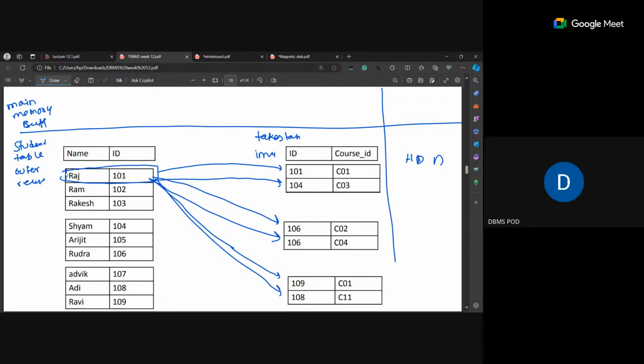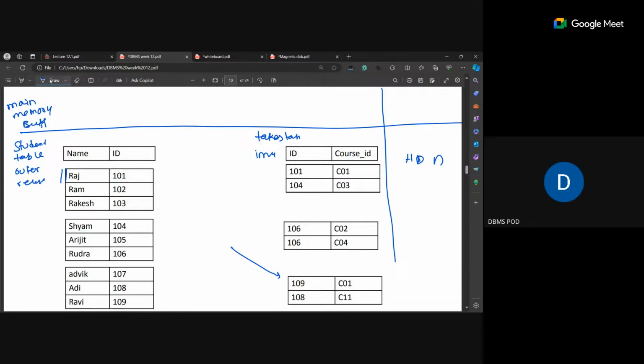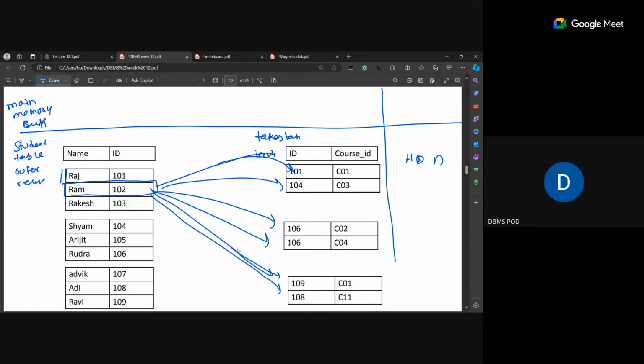Then after the completion of Raj 101, what will it do? Next is Ram 102. It will check with this tuple, then with this tuple, and this tuple, and this tuple. If it matches, it will add to the result. After the completion of Ram, Rakesh 103 will compare with every tuple of the inner relation. If it is a match, it will add. After the completion of Rakesh, it will go to the next.